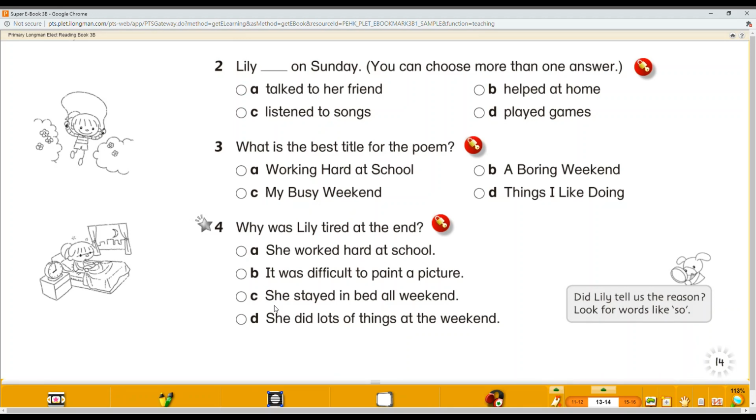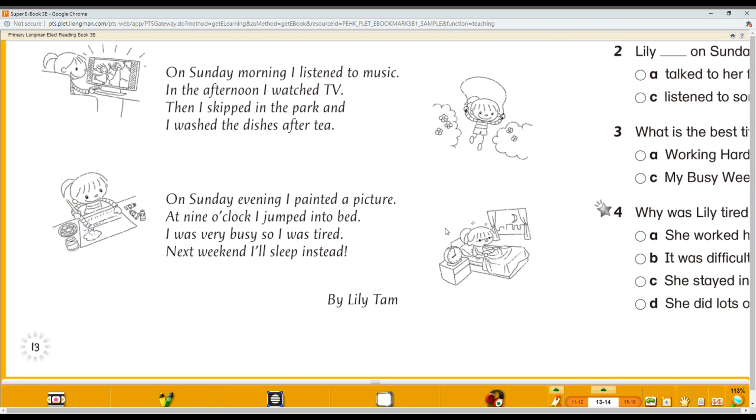Ta-da! There is an extra question in the flip lesson, which is question 5. What will Lily do next weekend? Will she sleep? Will she help at home? Will she study? And will she do sport? The hint is from the last verse. Next weekend, I'll sleep instead. Please click the correct answer.